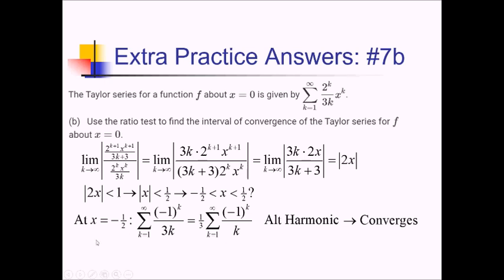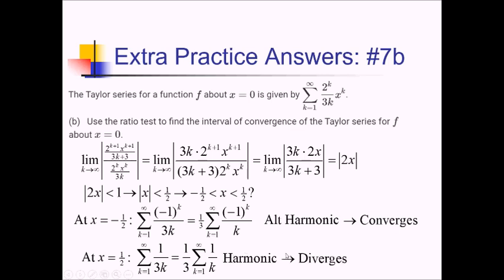Now let's say that x equals positive 1/2. Well, in that case, you basically have 1 over 2 to the k, which is going to cancel with this 2 to the k, leaving us just 1 over 3k. We can use the same trick here that we did up here, just pulling a 1/3 out of the summation. That'll leave us with just 1 over k inside. And inside here, we recognize that we have the harmonic series, which we know diverges.